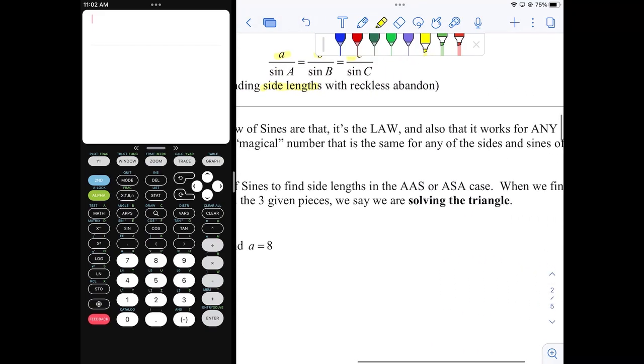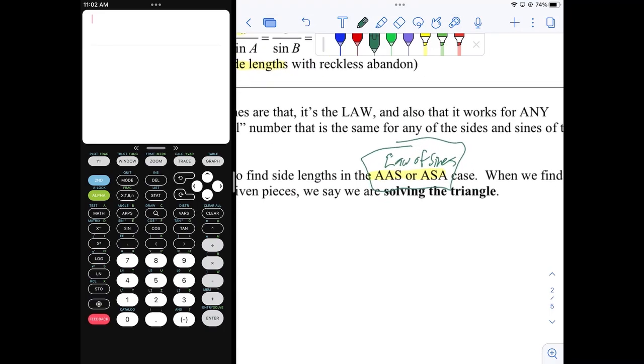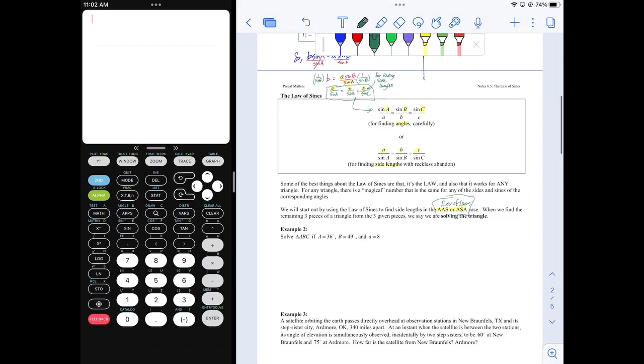Okay, so anytime we have these two cases, this is going to be law of sines. Angle, angle, side, or angle, side, angle. When we find the remaining three pieces of a triangle from the three pieces given, we say we're solving the triangle. So let's try it out on example 2.